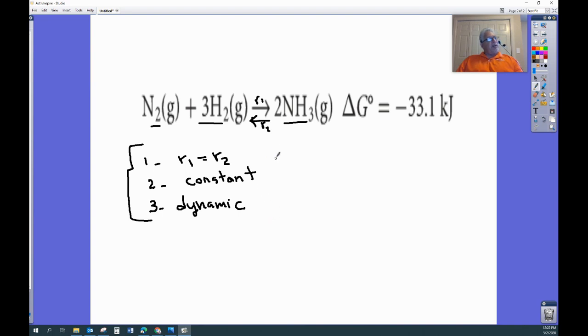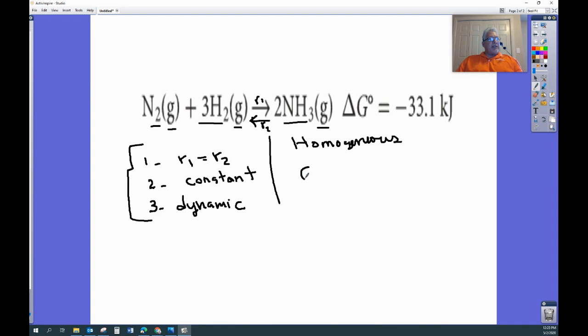There is another concept related to equilibrium that we have to keep in mind. Notice that all the substances here are in the gas state, so the equilibrium will be a homogeneous equilibrium. Those equilibria where all the substances are in the same aggregation state, we call homogeneous equilibrium. That's another important concept to know about equilibrium.